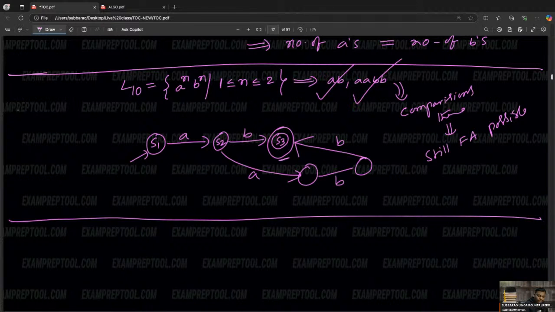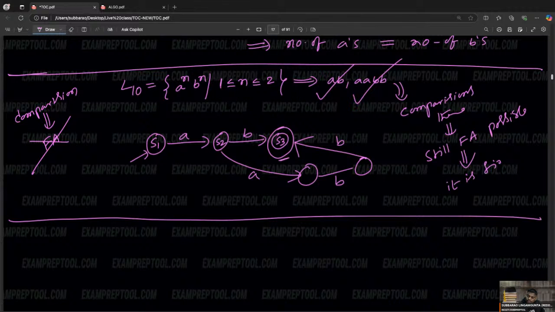So I'm writing here: comparison, finite automata gone. Comparison means finite automata gone. But here, comparison is there and finite automata is still possible. What is the reason? The reason is that it is a finite language. Because it is a finite language, I have finite states and I can handle it. That is the reason.